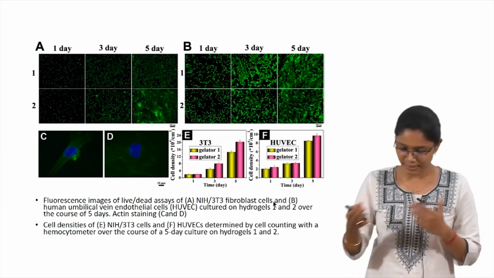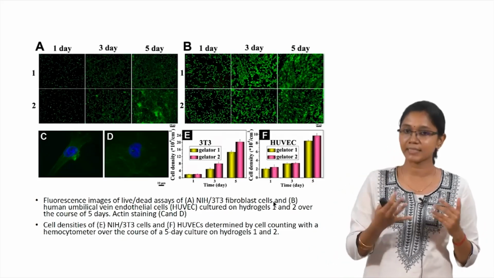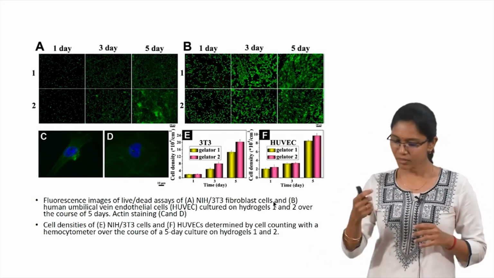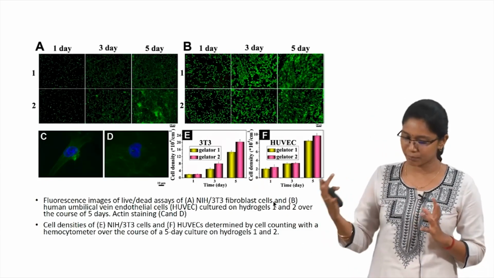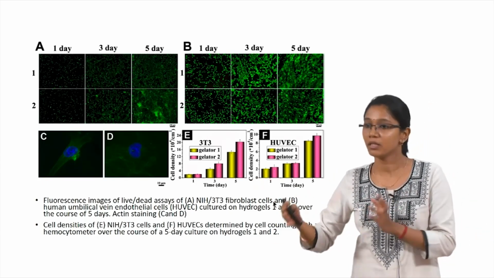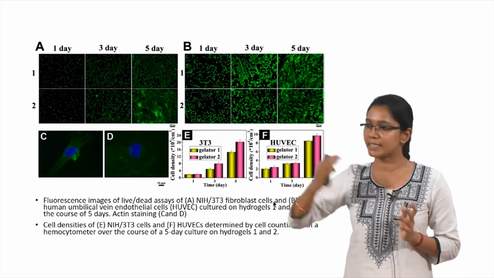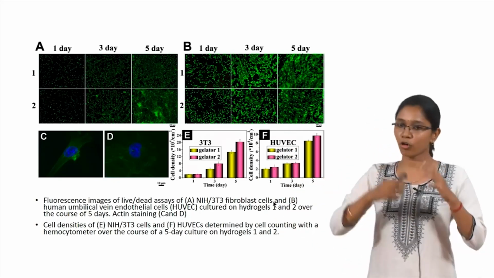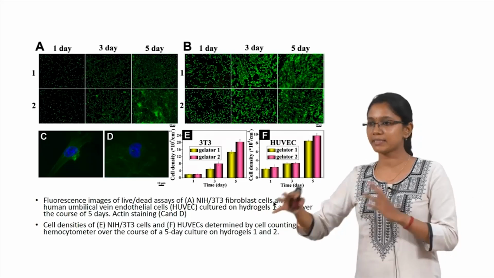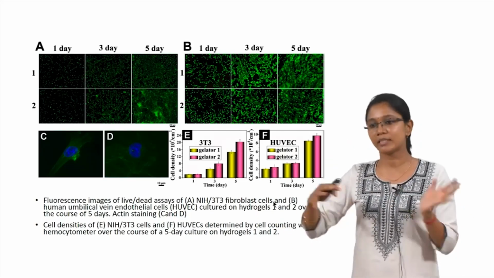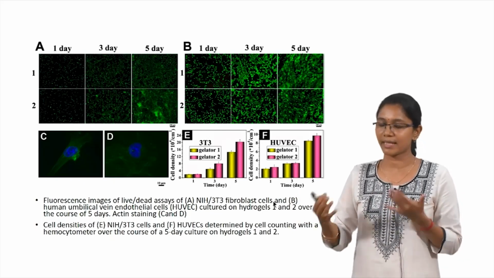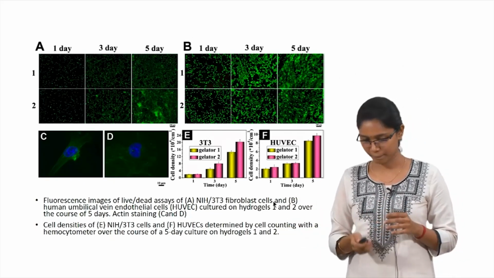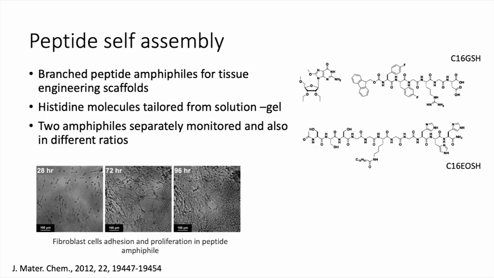And then you have the C and D, where you have the actin staining that is happening. And then they have also calculated the cell density and the density percentage over a point of time to see how the proliferation has increased over a period of time. So, all this shows that these peptide gels can be used effectively for our tissue engineering applications for nice cell adhesion and then proliferation. So, this is another peptide self assembled molecule where they have a peptide amphiphile.